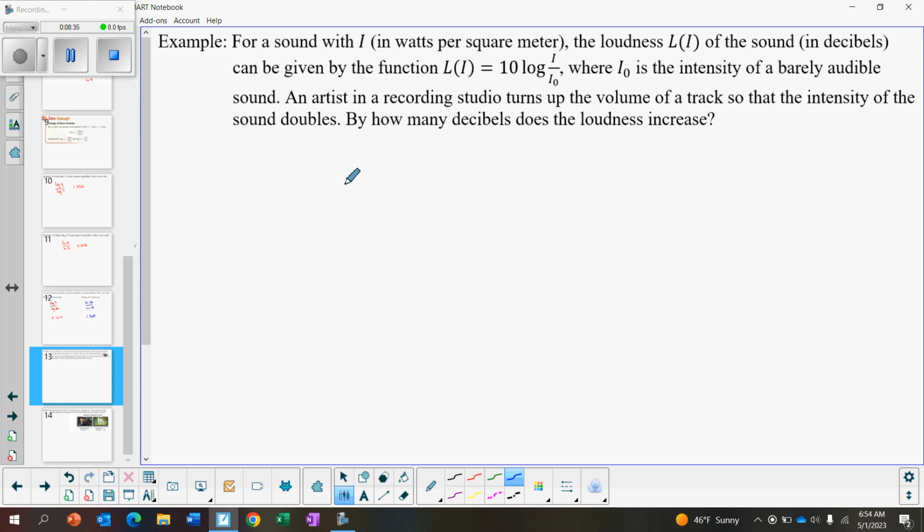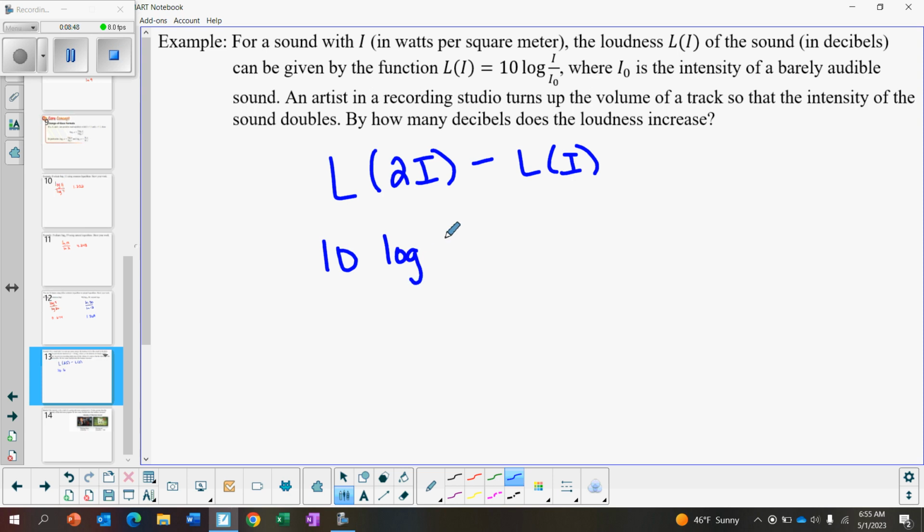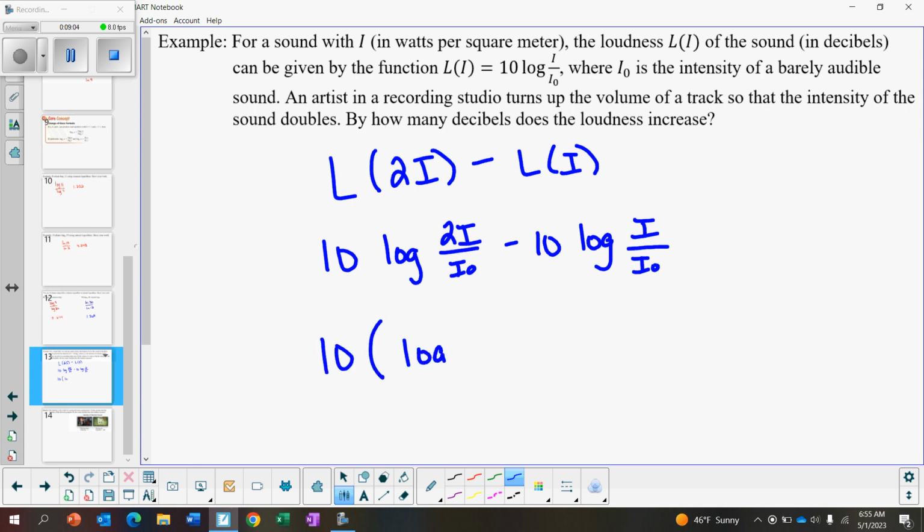So if we're looking for the change in sound, we're really looking for the sound when it's double the intensity minus the sound when it was the single intensity. So that means I'm really doing 10 log 2I over I sub 0 minus 10 log I over I sub 0. And I could factor out a 10 from these. So if I factor out 10, that's log 2I over I sub 0 minus log I over I sub 0.